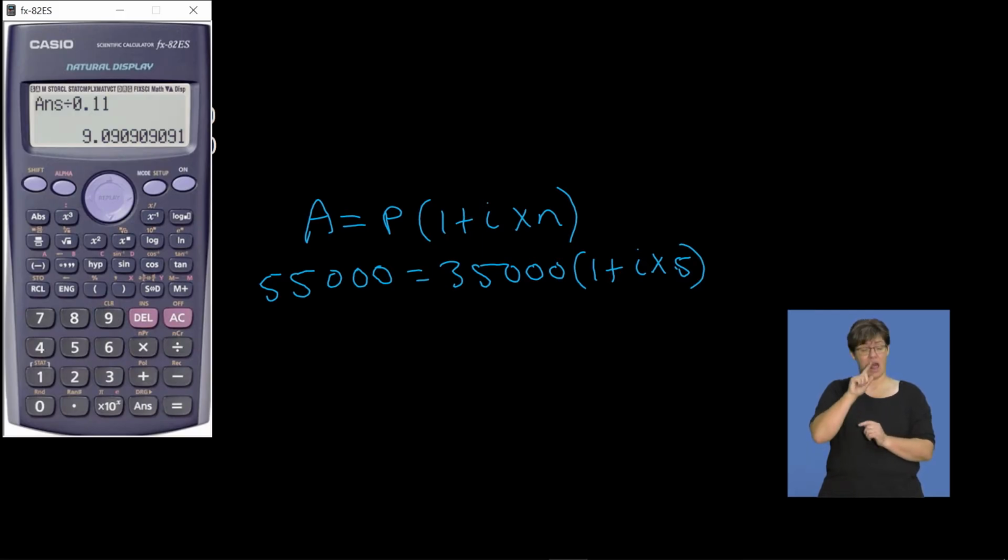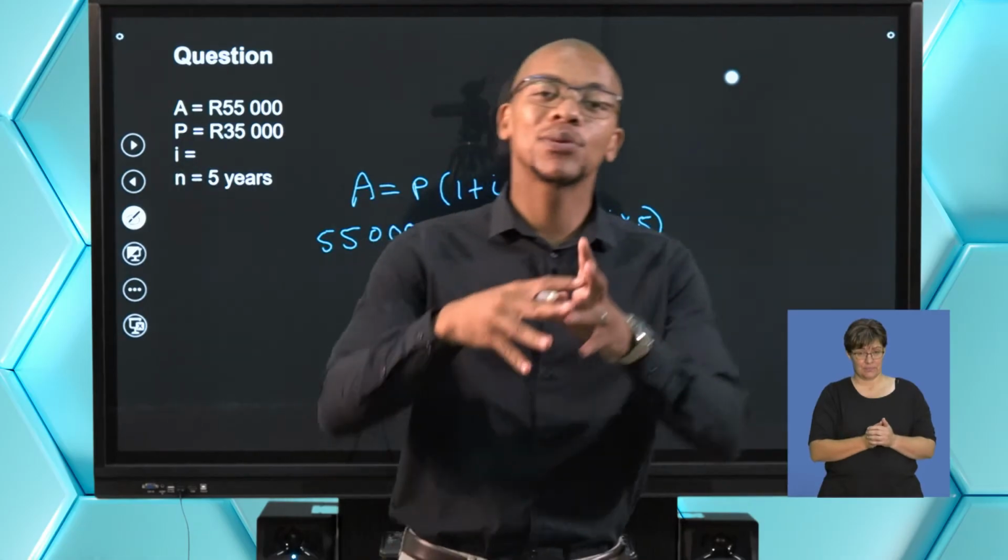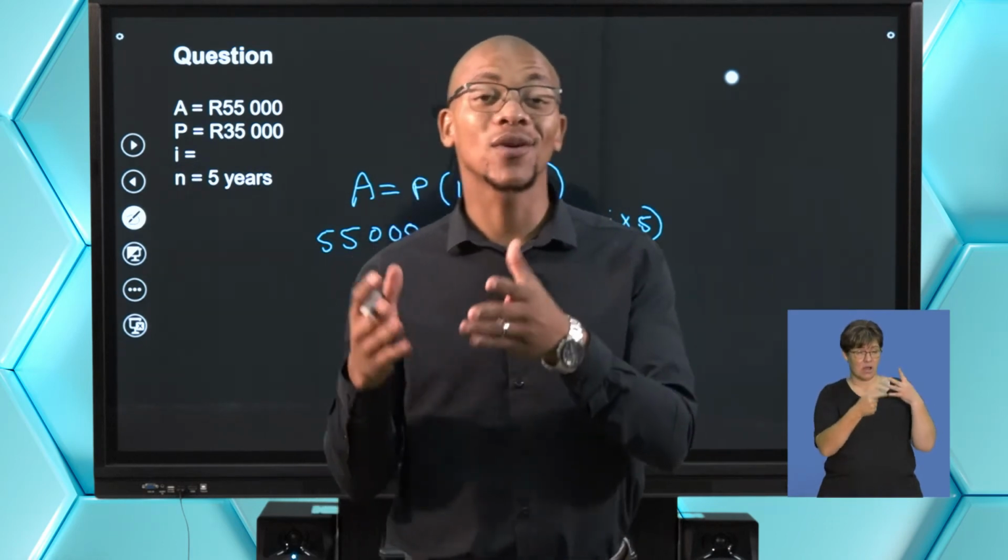Similarly with this, I'm going straight to my calculator. 55 divided by 35, it gives me that amount. I will subtract 1 and then divide this by 5. It gives me 0, that. Then you will just multiply this by 100 to get it to be a percentage. Then my interest is 11.43%. So this will be 11.43%.